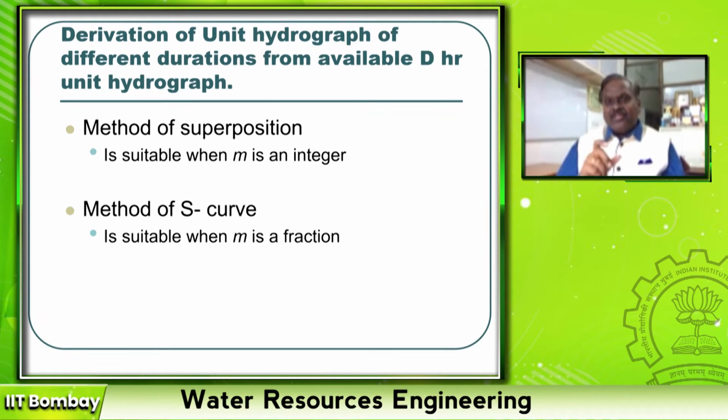It is not just multiplying all ordinates by 2. Then the rainfall also should be clubbed, no? For 12 hours it means a rainfall of 2 centimeters. Then we have to do certain calculations to arrive at the MD hour unit hydrograph. When M is an integer, we use the method of superposition, and we use the S-curve technique when M is a fraction. That means if from 6 hours you want to derive 3 hours, there M is 0.5, like that. Right? We will see one by one.